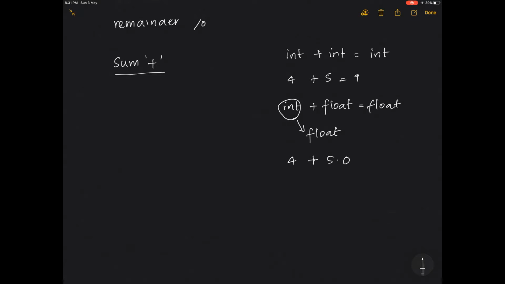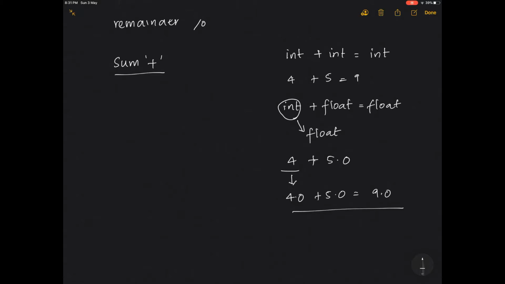What will be the answer? For that, first 4 will be converted to 4.0, then it will be added to 5.0 and the answer is 9.0. This is known as implicit type conversion, meaning the compiler does the type conversion. We have one more type conversion known as explicit type conversion, which is forcefully converting your operand to another data type, but that we will see in the division operation.